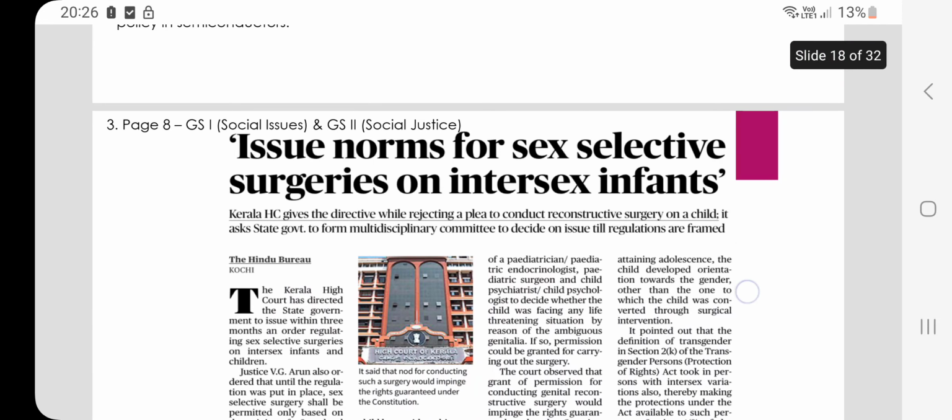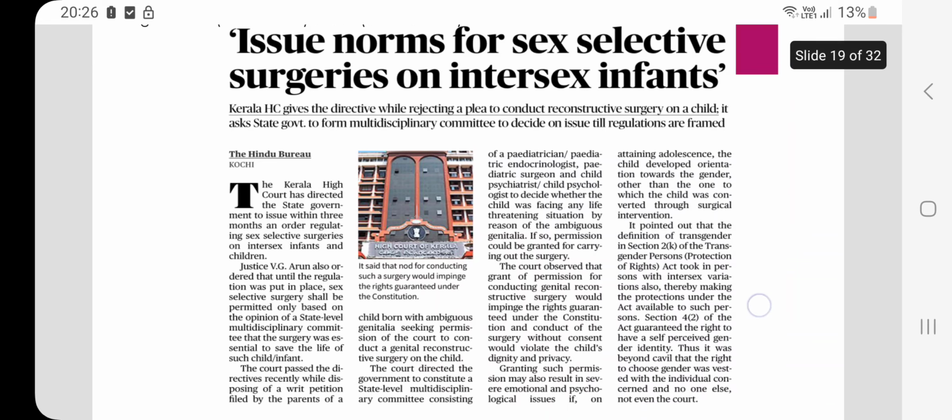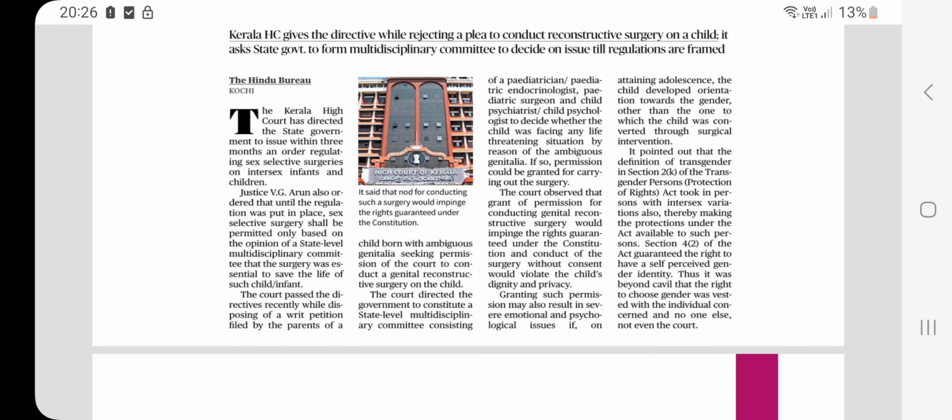The next article is on page 8 of The Hindu newspaper, relevant for social issues, GS paper 1 and GS paper 2, social justice. Issue: norms for sex selective surgeries on intersex infants. This article particularly talks about the Kerala High Court giving a directive while rejecting a plea to conduct reconstructive surgeries on a child, and it asks the state government to form a multidisciplinary committee to decide on the issues till the regulations are framed.